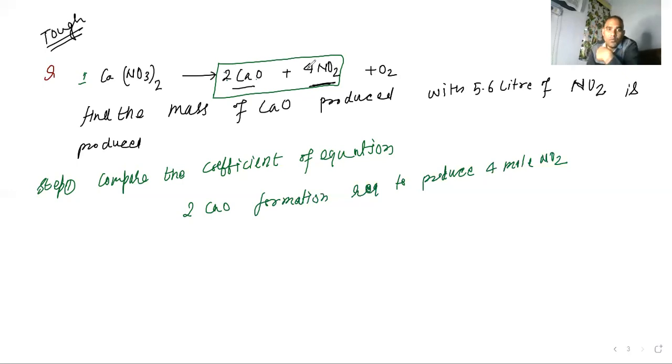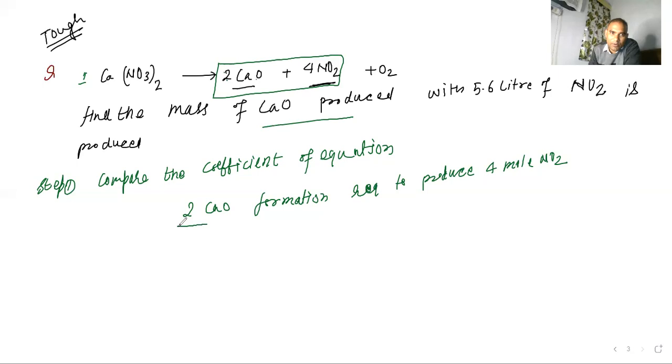So they are saying 2 mole CaO formation is required to produce 4 mole NO2. If 2 mole CaO is forming here, then 4 mole NO2 has to form together. Now they are saying, find the mass of CaO produced with 5.6 liter of NO2. So that is what they are asking for.